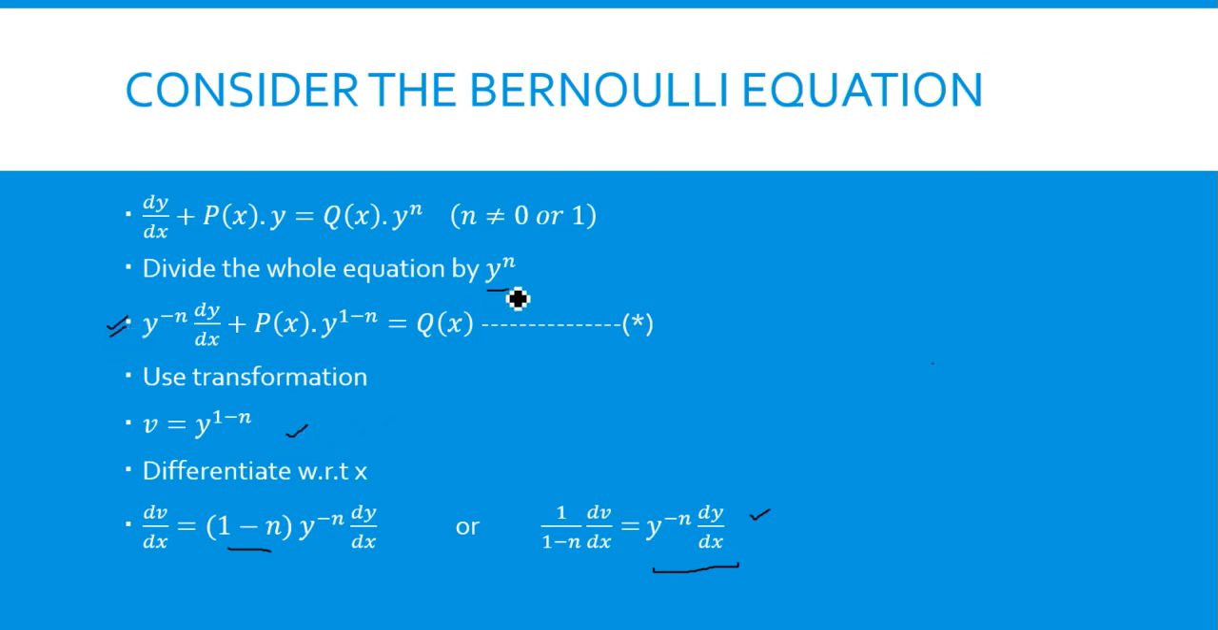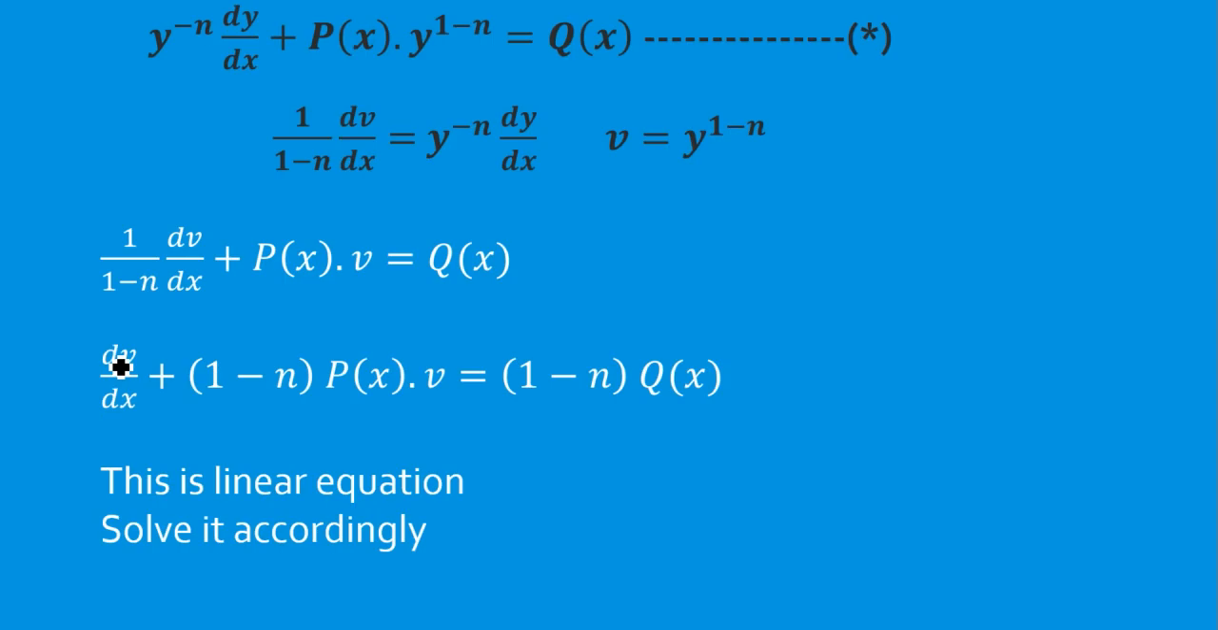First step was divide by y to the power n, second step is using the transformation, and third step is differentiation, and then we just put the values in the equation star. Now after putting these in, we are left with this equation. So what we get is 1 by 1 minus n dv by dx in place of y to the power minus n dy by dx, plus p of x in place of y to the power 1 minus n, we just put in v, and then we are left with q.